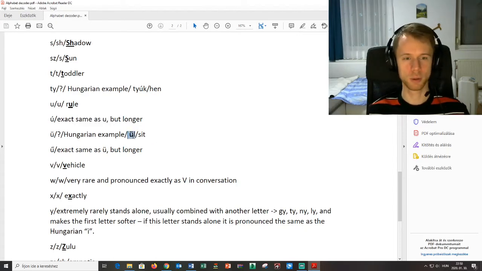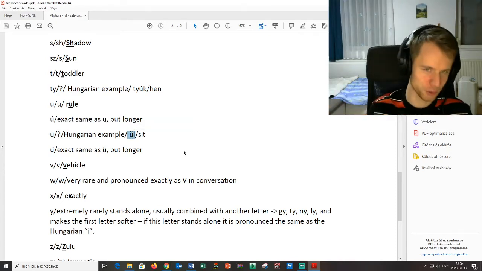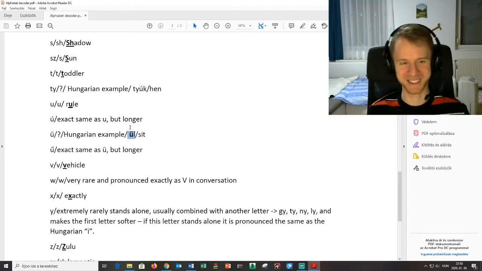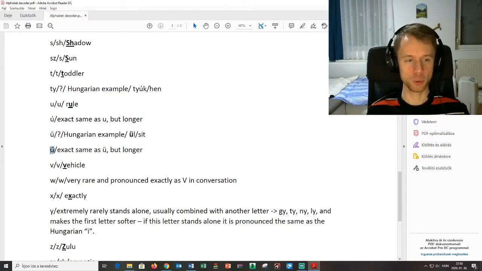Ü, like in ül. This is the Hungarian word for sit. So you can tell your dog, like ül, or your child to sit down. Someone below you, someone under your authority in a sense. So ű, like ül. Long ű, exact same, just long.